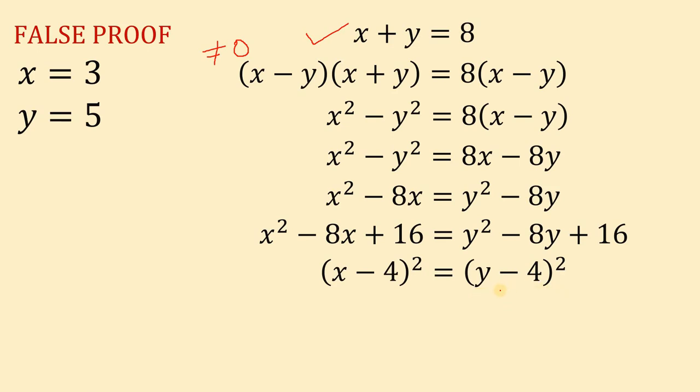And then if we get the square root on both sides, we get something like x minus 4 equals y minus 4. Now, if we add 4 on both sides, we get that x equals y, wherein x equals 3 and y equals 5. So, does it mean that 3 is also equal to 5?